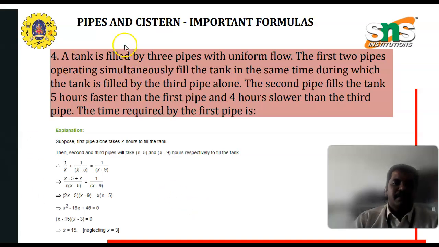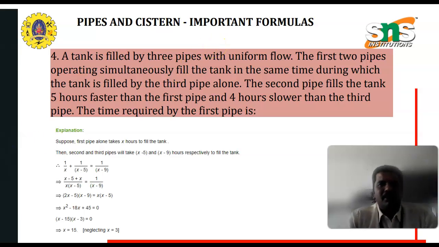A tank is filled by 3 pipes with uniform flow. The first 2 pipes operating simultaneously fill the tank in the same time during which the tank is filled by the third pipe alone. The second pipe fills the tank 5 hours faster than the first pipe and 4 hours slower than the third pipe. So suppose the first pipe alone takes x hours to fill the tank, then the second and third pipes will take x minus 5 and x minus 9 hours respectively. So 1 by x plus 1 by x minus 5 equals 1 by x minus 9.